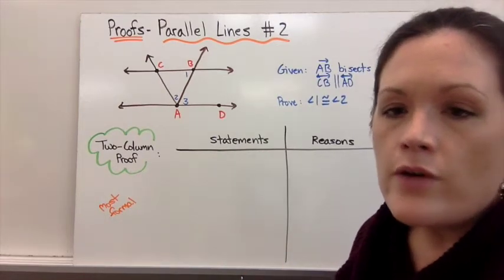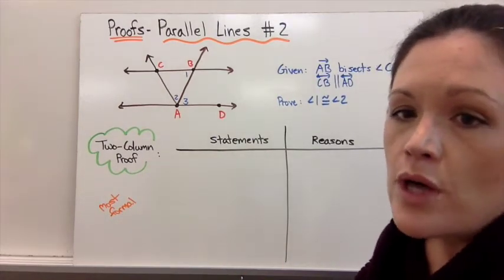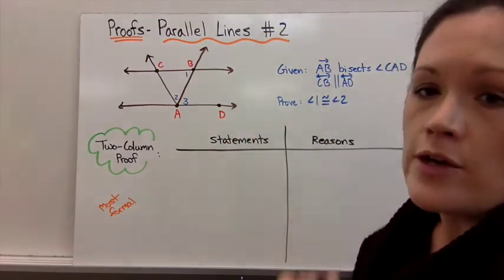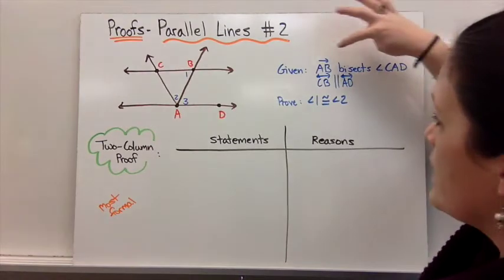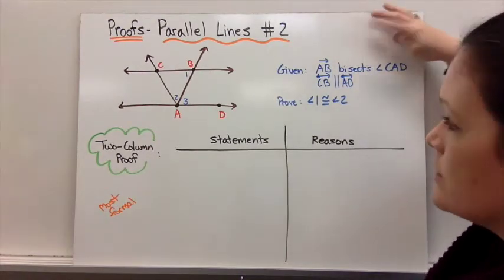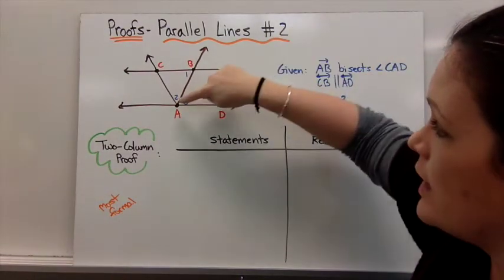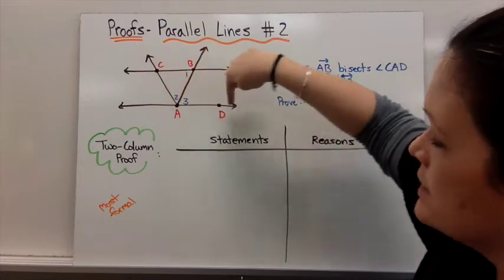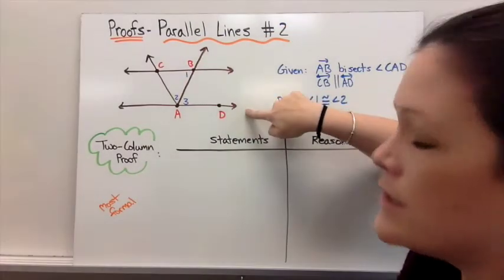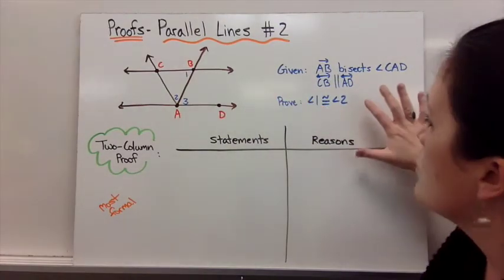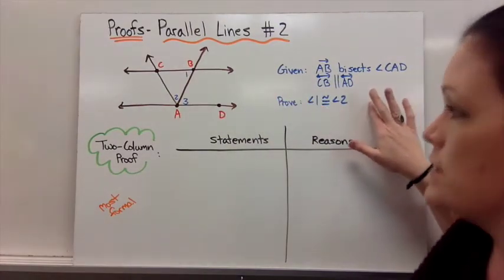Let's look at proofs involving parallel lines, example number 2. I've drawn the figure over here, so draw that in your notes nice and neat and make sure you label it properly. We are given that ray AB bisects angle CAD, and line CB is parallel to line AD. We're asked to prove that angle 1 is congruent to angle 2.